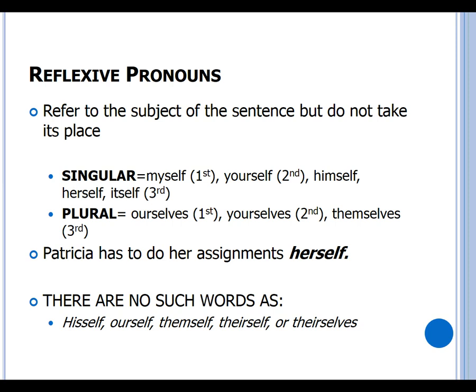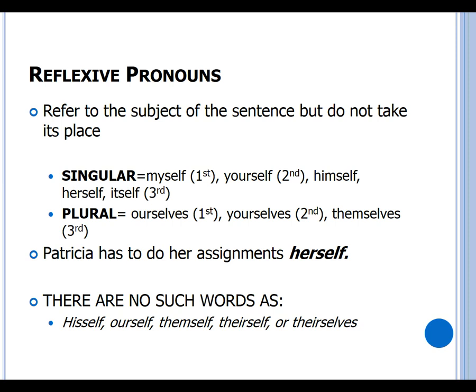Reflexive pronouns refer to the subject of the sentence but do not take its place. Let's look at the list of reflexive pronouns. For singular reflexive pronouns, there are the following: myself, which is first person, yourself, which is second person, and himself, herself, or itself, which are third person.